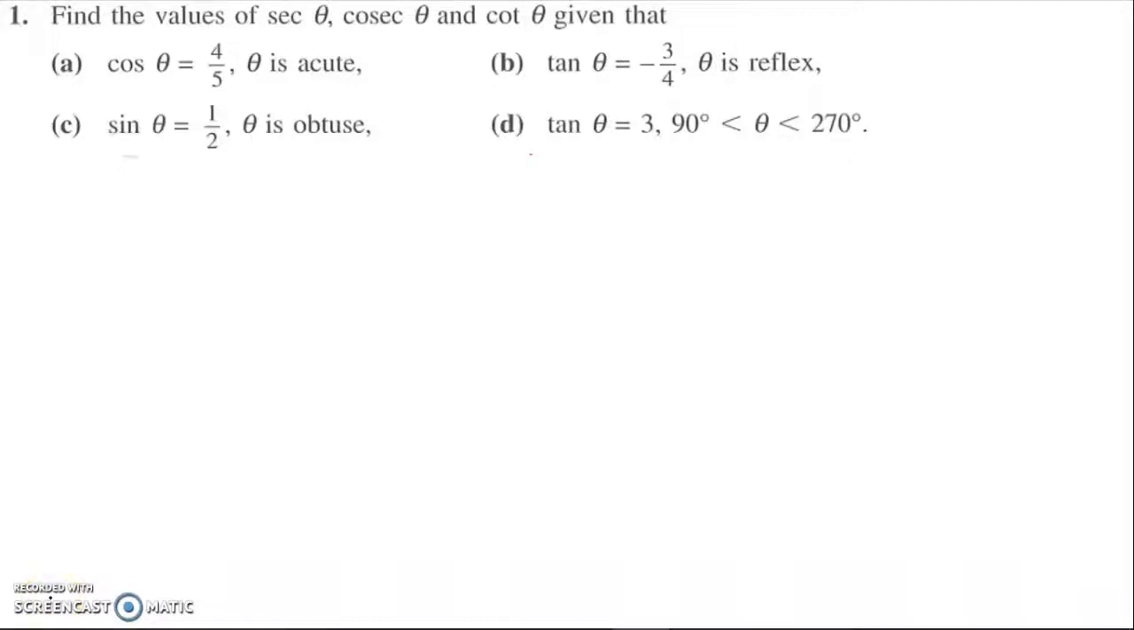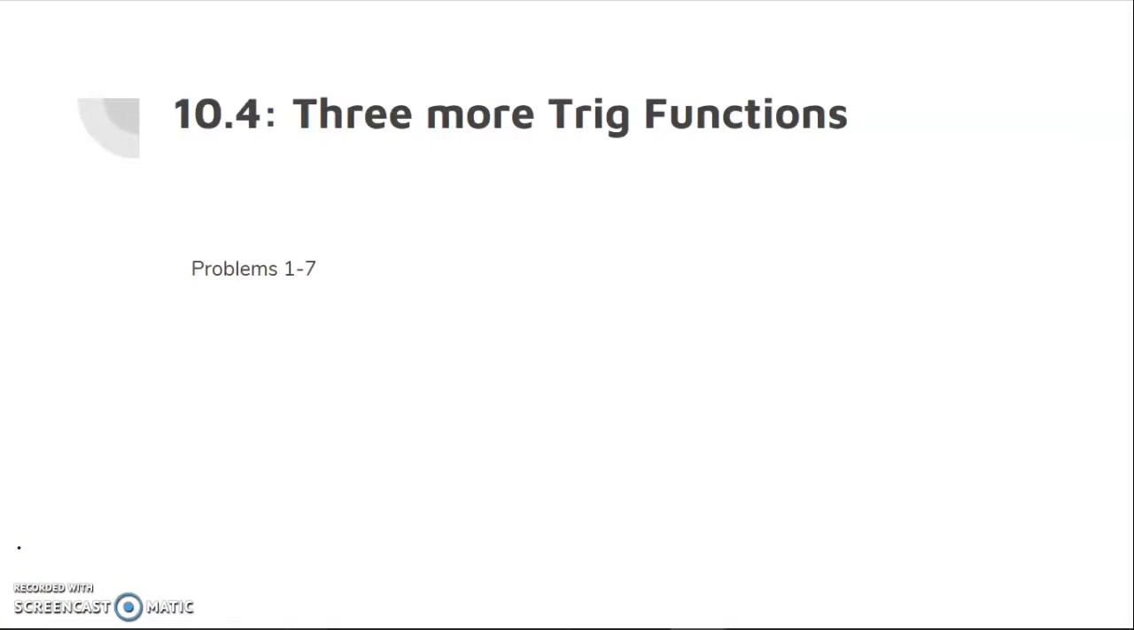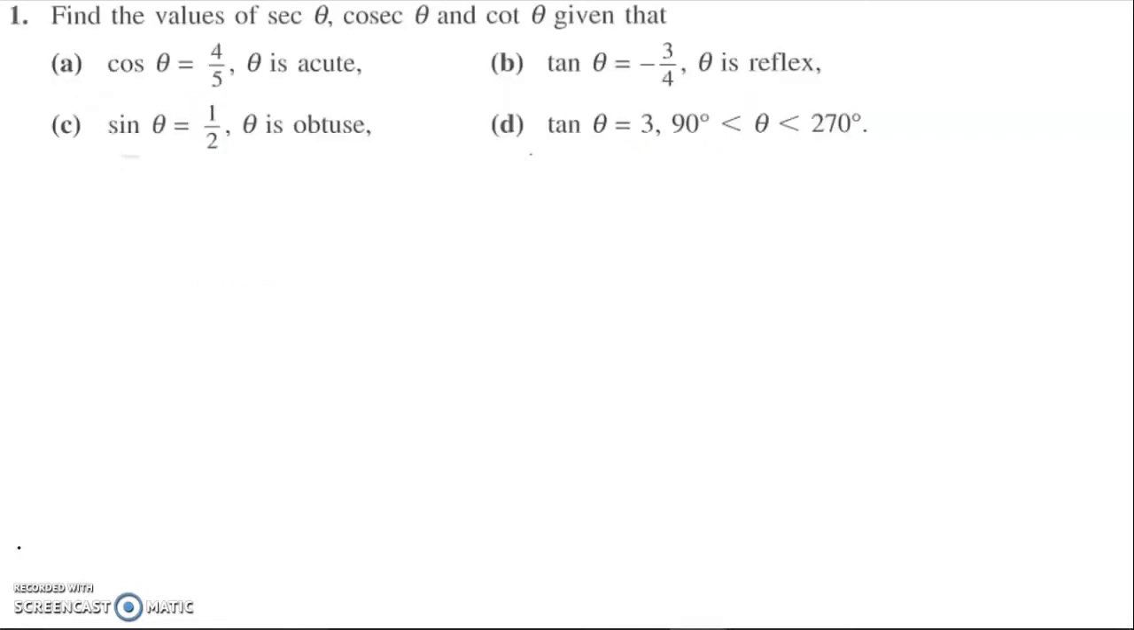Alright, we are going to start with number 1. Again, this is section 10.4, where we're introducing our 3 other trig functions, which are basically the reciprocals of sine, cosine, and tan, that being cosecant, secant, and cotangent. Okay, let's start with number 1. Number 1 says we want to find the values of the following: secant, cosecant, and cotangent. Let's go ahead and start with A.